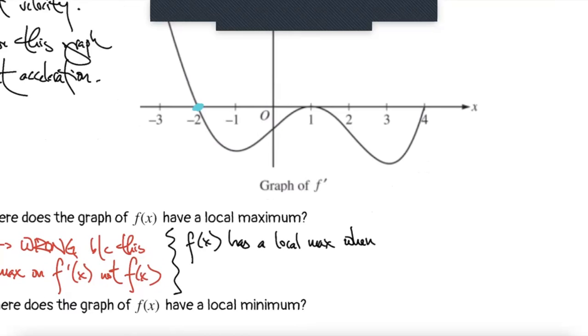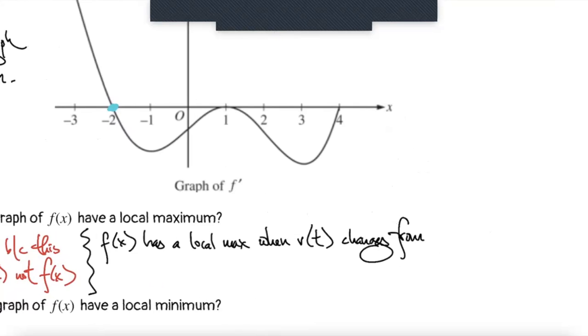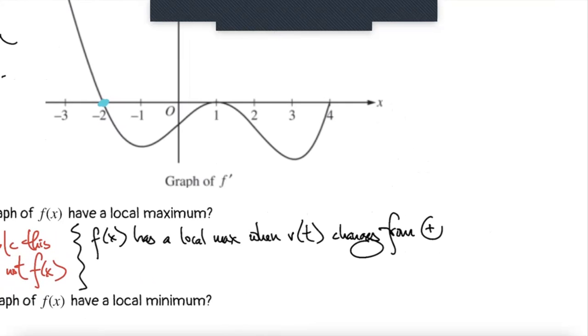when v of t changes from positive to 0 to negative. Okay, that is a really important sentence. F of x has a local max when v of t changes from positive to 0 to negative.